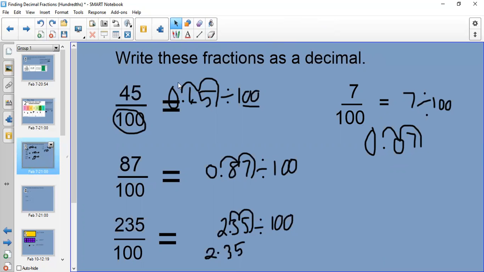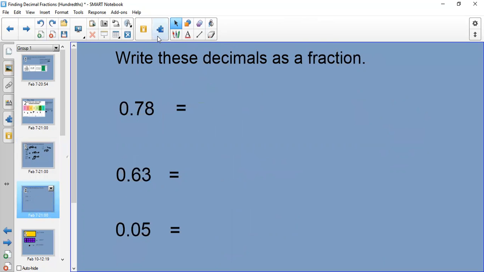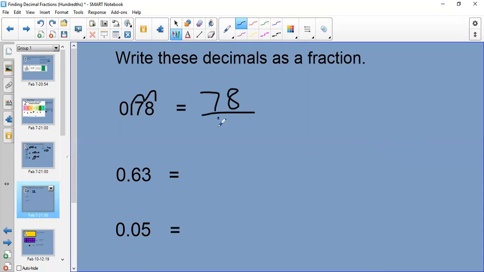Okay, so that's how you convert fractions that are out of 100 into decimals. So that's our hundredths as decimals. Now, what happens if they're already in decimal form? Well, all you need to do is think, right, I've got 0.78. If I move my decimal point forward 2 places, as if I'm multiplying by 100, it becomes 78. So it's just 78 out of 100.